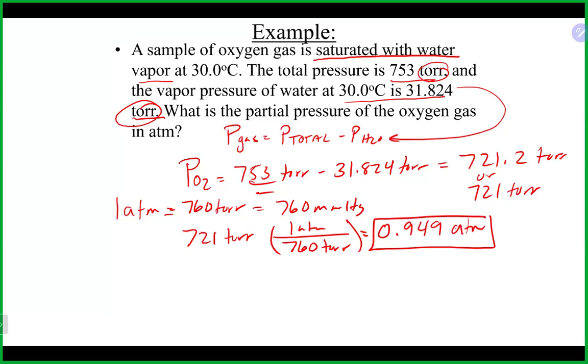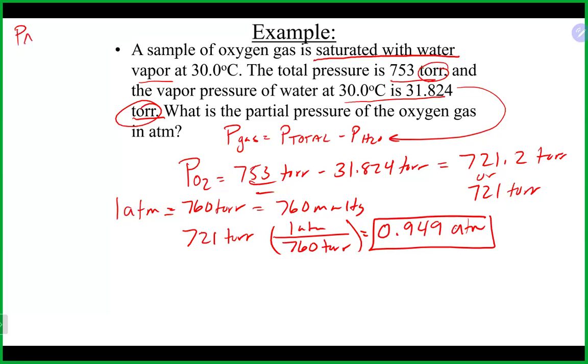This type of partial pressure problem really is just a correction, and it often pops up in a situation where you're collecting gas in that manner, by displacing the water and collecting the gas in its place. Any questions on that? Now, remember as well, you can also have a partial pressure problem, which maybe they do give you.